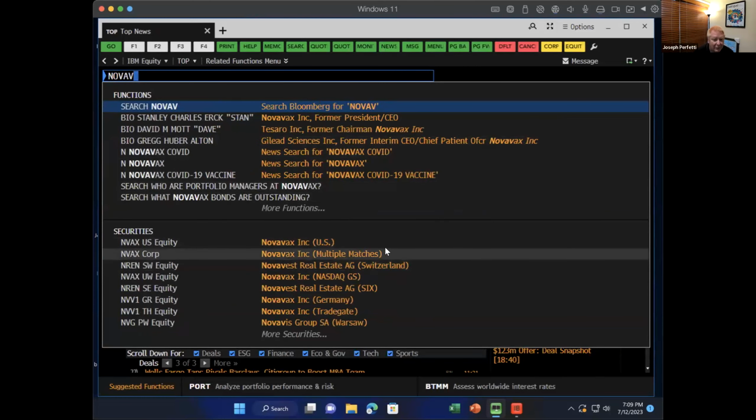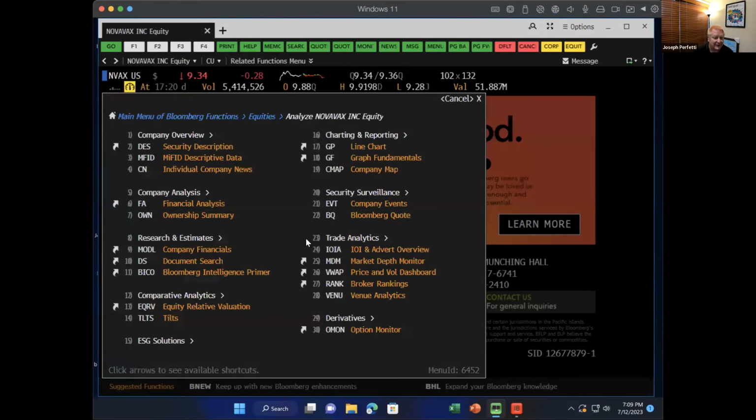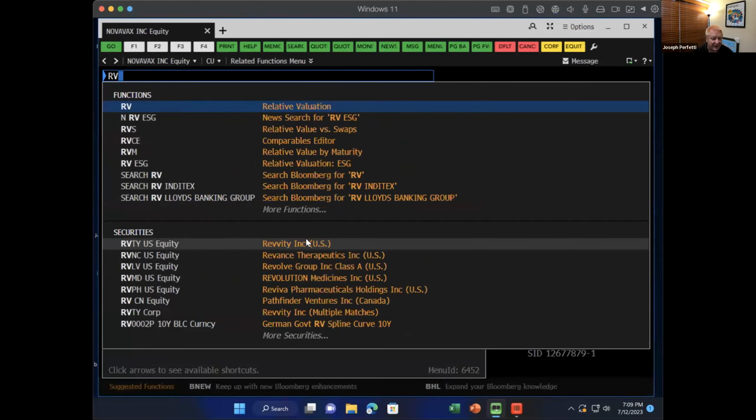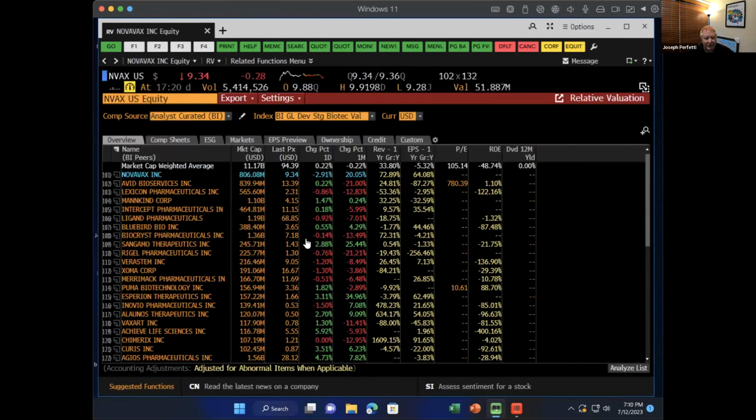One of the nice features of Bloomberg, it's a keyboard-based system, is it does real-time benchmarking. So this would be the default peer list for biotech Novavax that Wall Street analysts curated actually use. Now you can customize the peer list to your heart's content, but this would be the default list of Novavax peers that Wall Street would start with. It's got all this data.